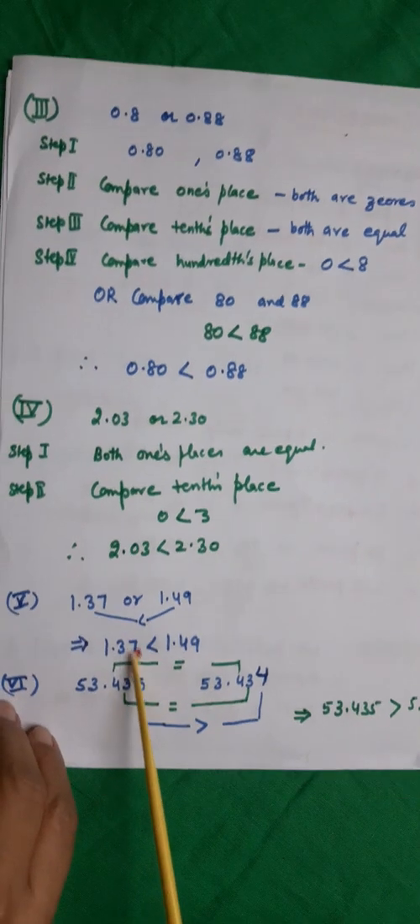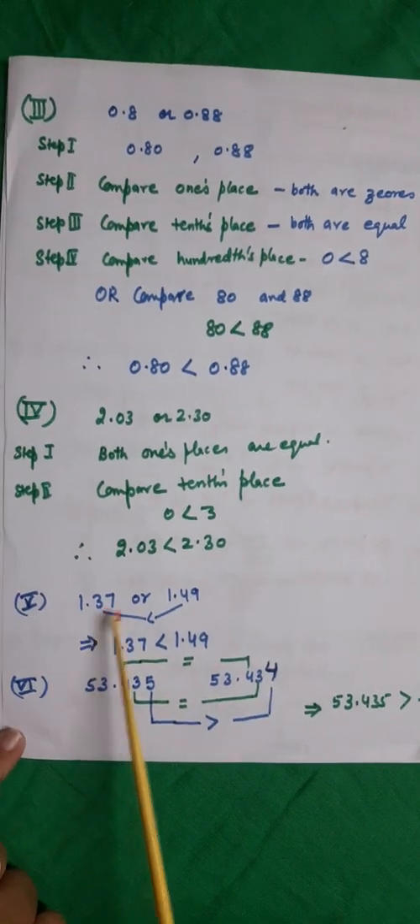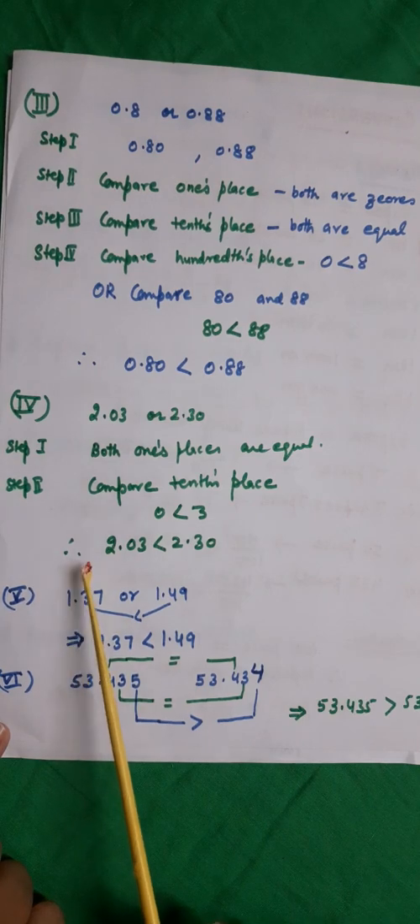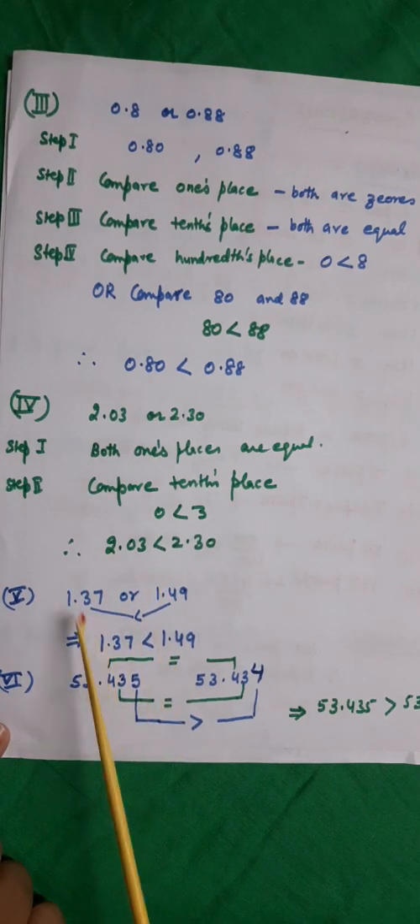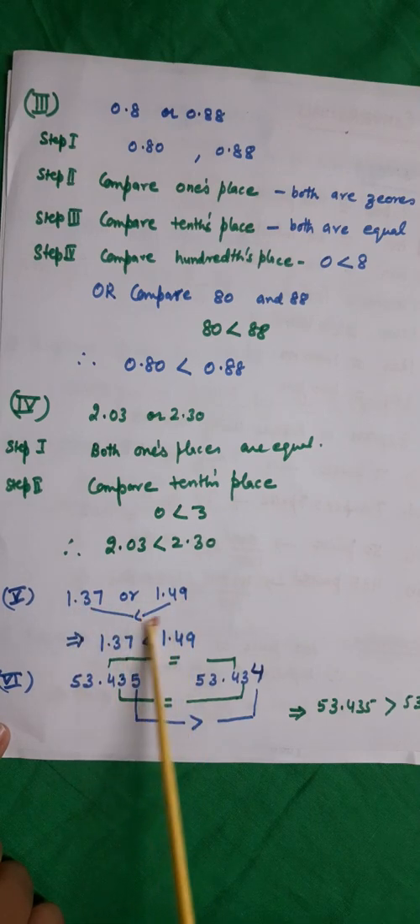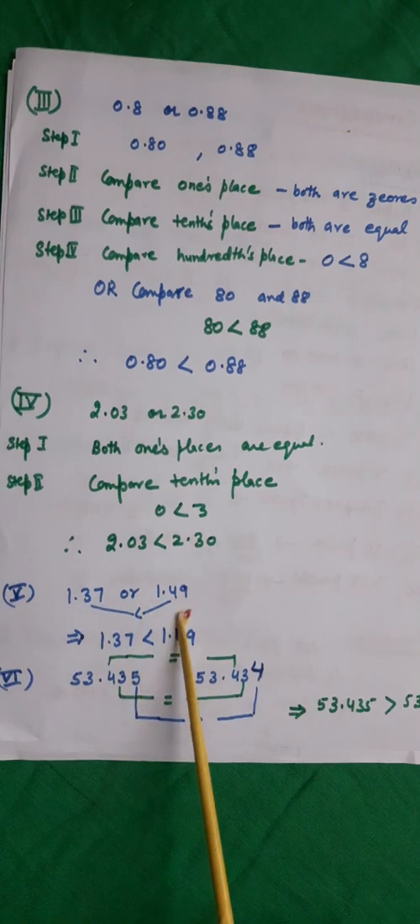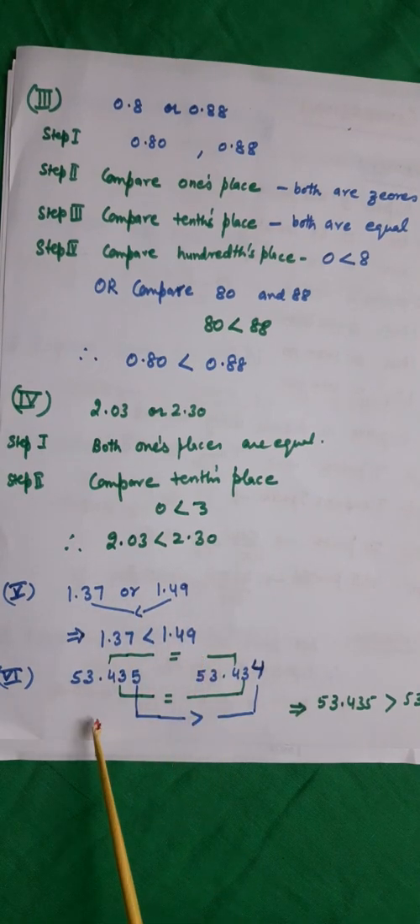Next, let us compare one more. 1.37 or 1.49. Now see here. First, the ones places, they are the same. Then I compare these two. When I compare these two, 3 is less than 4. So clearly I can write 1.37 is less than 1.49.